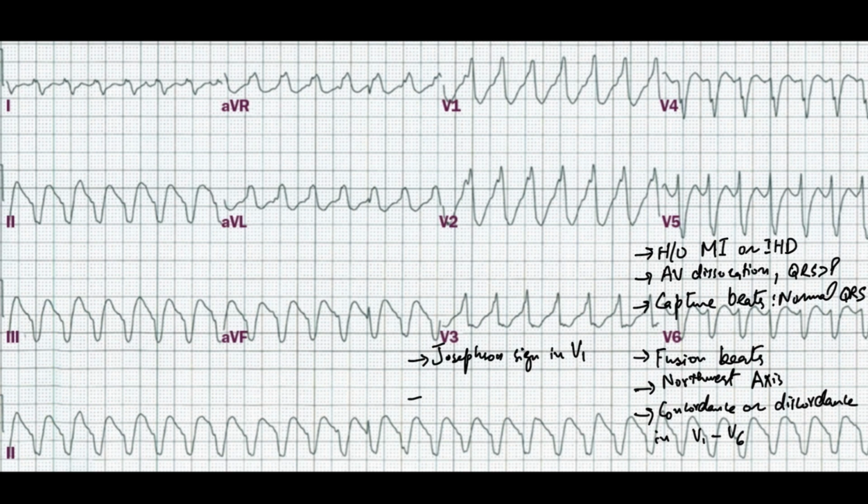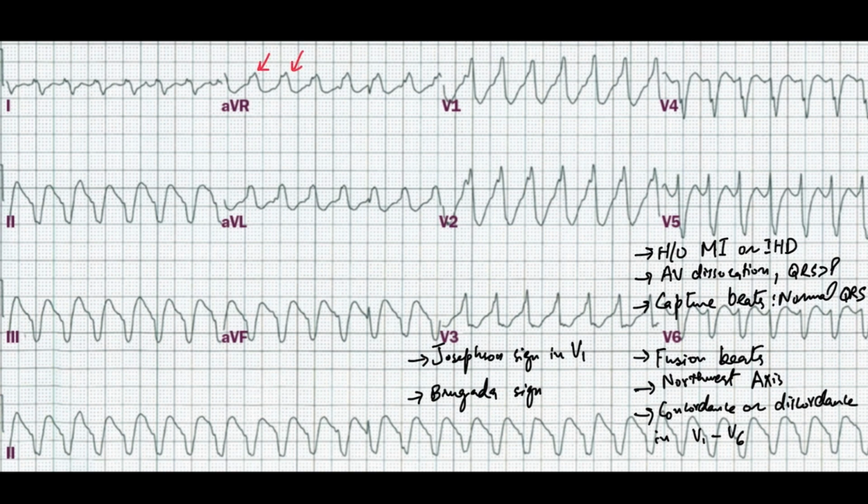And finally, Brugada sign, meaning the duration from the onset of the R wave to the nadir of the S wave is 2.5 small boxes or 0.1 second. Now, of course, not all of these features need to be present, but the more these features are present, the higher the likelihood that we are dealing with VT.